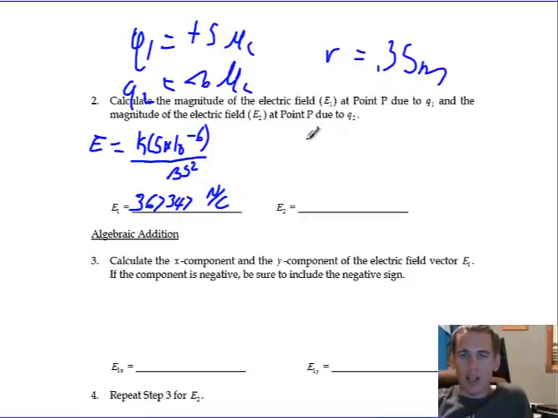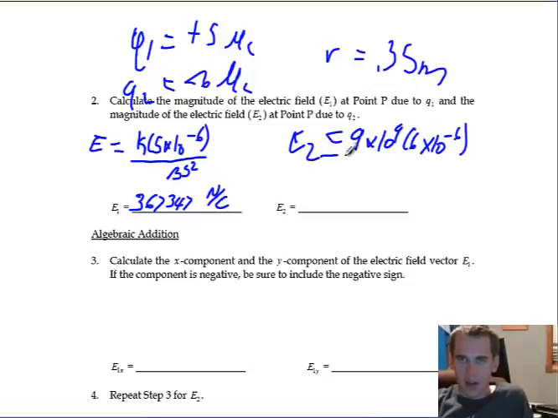We have to do a similar process over here. So E2 is K, 9 times 10 to the ninth, times 6 times 10 to the negative 6, microcoulombs, divided by 0.35 squared. And again, when we work this out, we're going to get a fairly large number, in fact, a little bit larger than before.